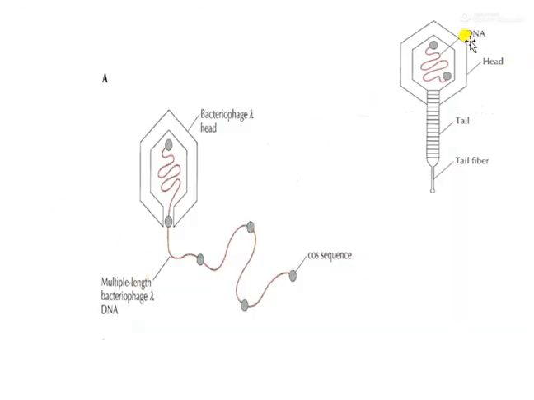And you can see that if you have a concatemer containing multiple cos sequences as well as genomes, only one of them enters into the head. If you look at the DNA, this round ball is a cos sequence. So the phage DNA will have two cos sequences at its ends, and it will multiply. Now, what does this have to do with a cloning vector?